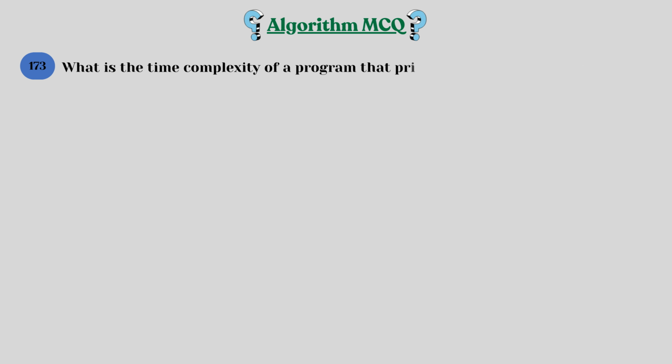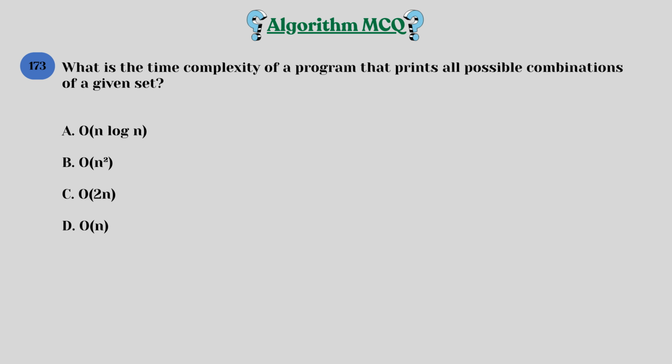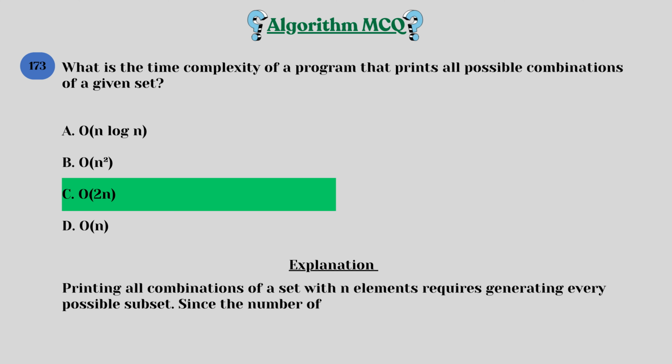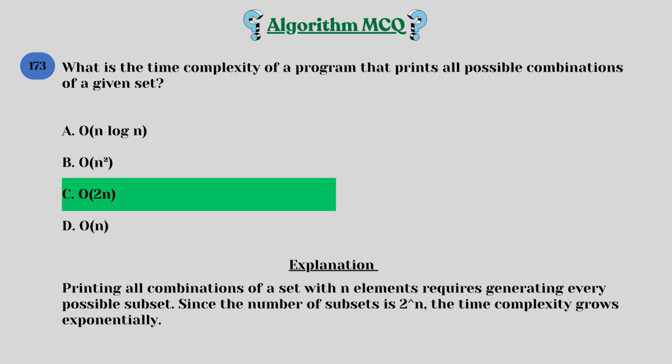What is the time complexity of a program that prints all possible combinations of a given set? Correct answer, O(2^n). Explanation: printing all combinations of a set with n elements requires generating every possible subset. Since the number of subsets is 2 to the power of n, the time complexity grows exponentially.